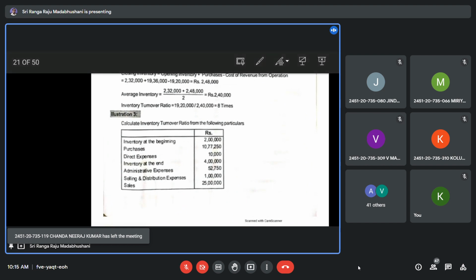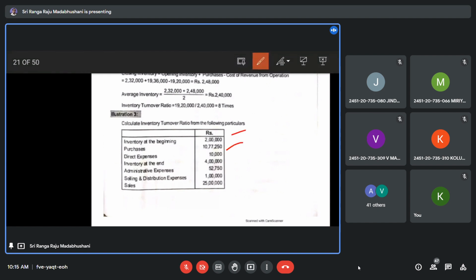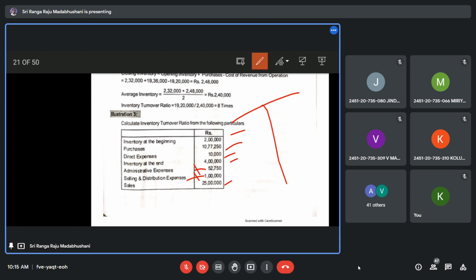Calculate inventory turnover ratio. So inventory at the beginning, opening stock, purchases, direct expenses, inventory at the end. So administrative expenses, selling and distribution expenses will not be taken. Sales you will take. So you will prepare a trading account. Sales, then inventory at the beginning, opening stock, purchases, direct expenses, then closing stock. So the difference is gross profit.